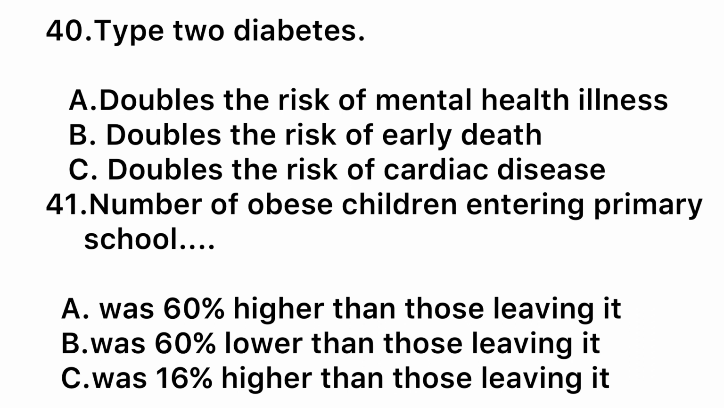Obesity as an adult increases the risk of heart disease and doubles the risk of a premature death, whilst simultaneously increasing the likelihood you will suffer a mental health illness. The problem begins in childhood and throughout primary school, where the number of severely obese children leaving school was 60% higher than those beginning school. In 2017, over 22,000 children were classified as severely obese, a BMI in the 99.6th percentile.